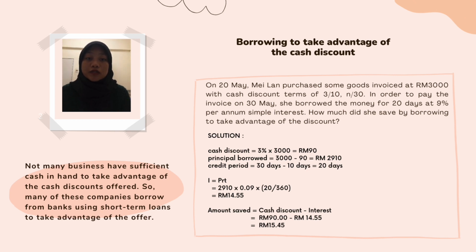From the question, we know that the cash discount is 90 ringgit, the principal borrowed is 2,910 ringgit, and the credit period is 20 days. So we use the formula I equals PRT. Then we get the value of interest is 14 ringgit and 55 cents. From here, we can get the amount saved using the equation cash discount minus interest. Then we get the total is 15 ringgit and 45 cents.